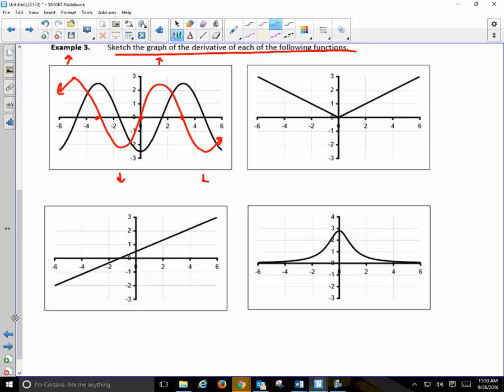Okay, the second one, is the derivative ever equal to 0? The second one? No, it's not. Is there a spot where the derivative does not exist? Where? At the corner at 0. So we have to be careful of that. So, derivative positive or negative right here?